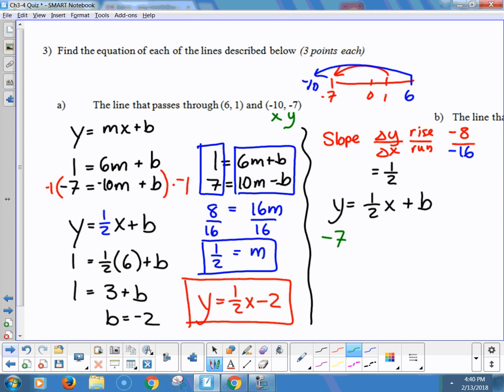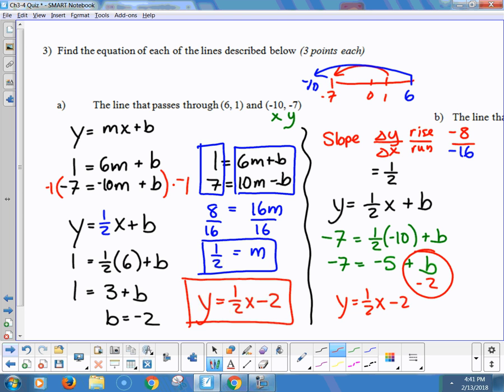Negative 7 has to be 1/2 of negative 10 plus some mystery value. So negative 7 has to be negative 5 plus a mystery value. I solve for this mystery value by looking at it. B must be negative 2. So y equals 1/2 x minus 2. The end. Let's take a look at part B.